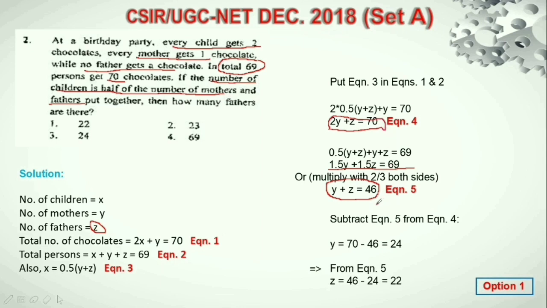So we subtract equation 5 from equation 4, so you will get Y equal to 24, and we substitute the value of Y back into equation 5, and from this you will get Z equal to 46 minus 24, that is equal to 22. So number of fathers should be equal to 22. This means option A is the correct answer.